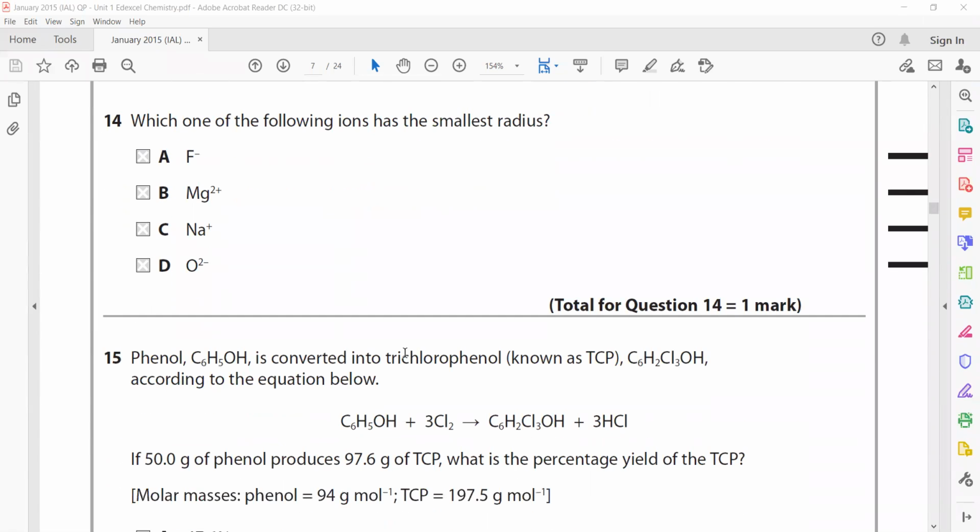In question 14, which of the following ions has the smallest radius? So to check the radius, we'll check the number of protons. This contains 9 protons and 10 electrons. This contains 12 protons and 10 electrons. This contains 11 protons and 10 electrons. And this contains oxygen, which is 8, so 8 protons and 10 electrons. So to be smaller in size, the number of protons should be more than electrons, so it can have a greater attraction. That's why magnesium will be smaller in size.